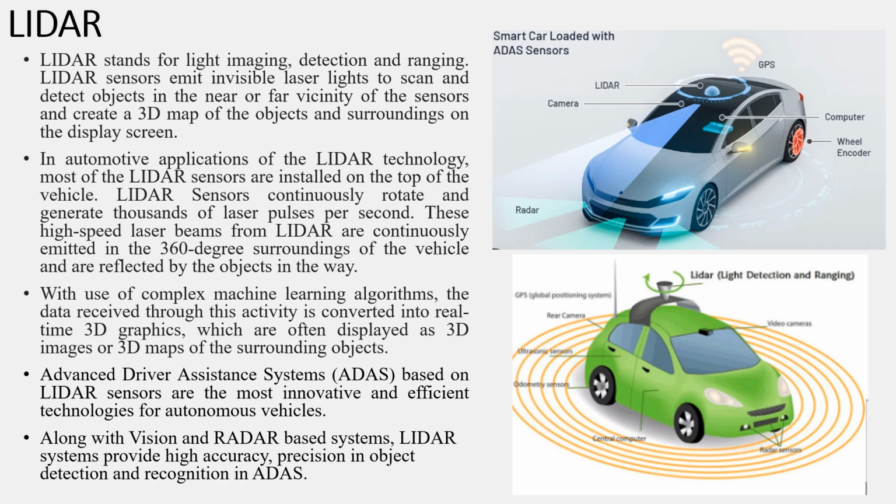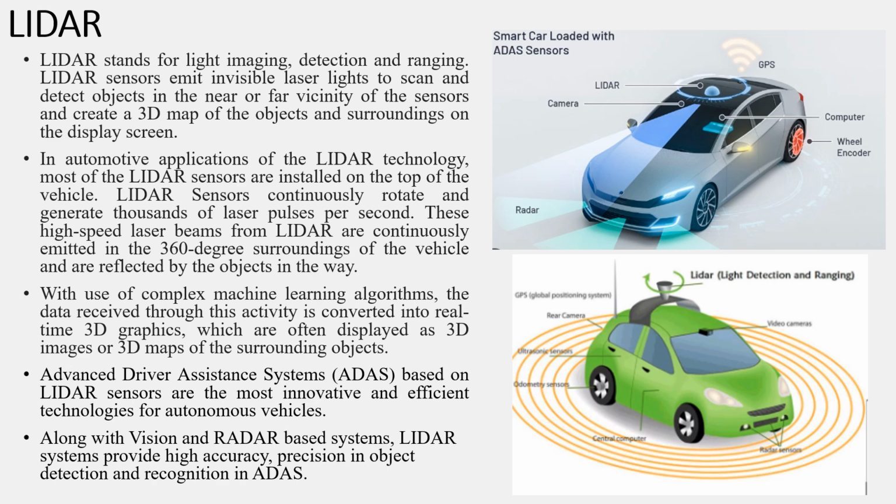In automotive applications of LiDAR technology, most of the LiDAR sensors are installed on top of the vehicle. The LiDAR sensor continuously rotates at 360 degrees at very high RPM and generates thousands of laser pulses per second. So imagine an ordinary camera which is rotating at a very high RPM and taking thousands and thousands of photographs per second. And these photographs are combined to form a 3D map.